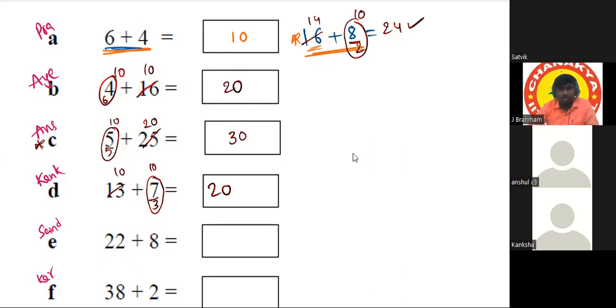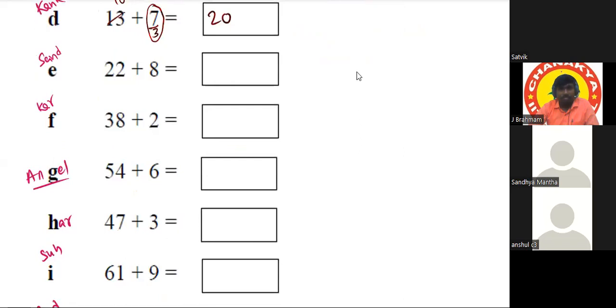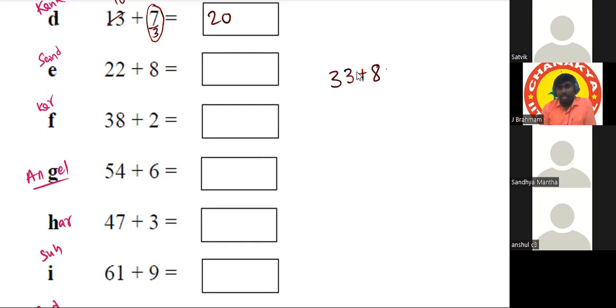Satvik, what is your doubt? Sir, I want to tell the answer, sir. Which question? Sir, that 22 plus 8. 22 plus 8 is your question only. No, sir, I did not take anything. Okay. For you, I will give one question. Okay, sir. 33 plus 8. Okay, tell the answer for this question.